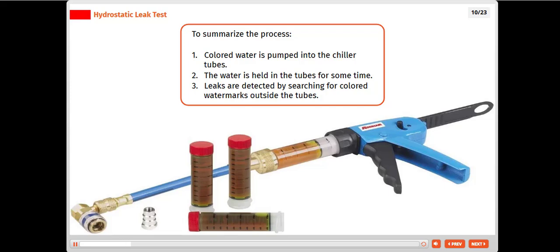To summarize the process, colored water is pumped into the chiller tubes. The water is held in the tubes for some time. Leaks are detected by searching for colored watermarks outside the tubes.